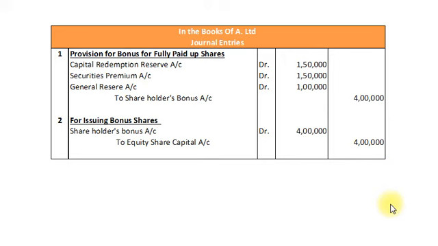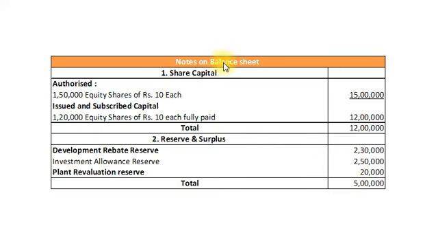Okay, now after passing journal entries, we will prepare the amended balance sheet as per Schedule 3. But before that, we will make notes to the balance sheet. Here are the notes on the balance sheet. First is share capital. Authorized capital: 1,50,000 equity shares of rupees 10 each. As it is, there would be no change in authorized capital. Issued and subscribed capital would be 1,20,000 equity shares of rupees 10 each, fully paid up.